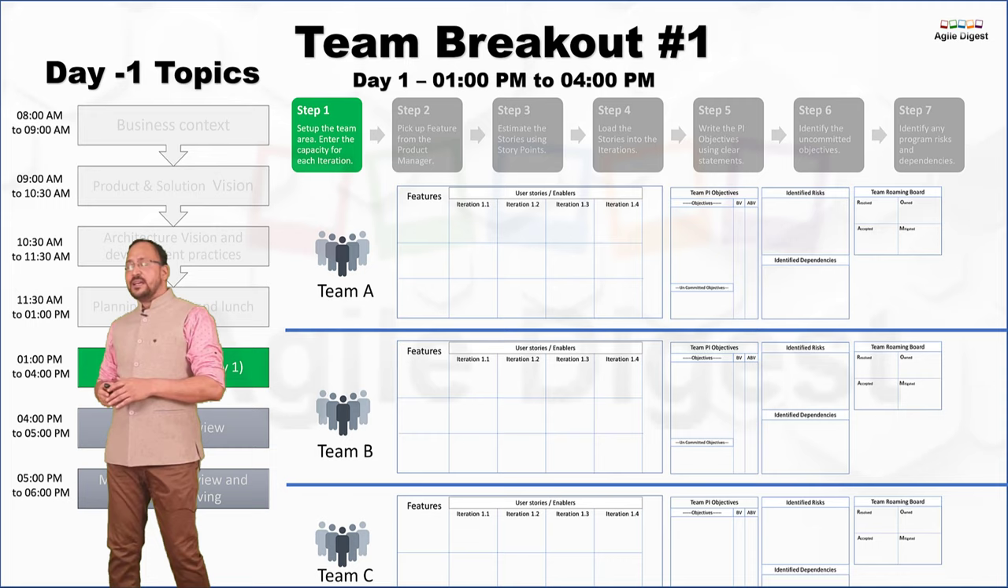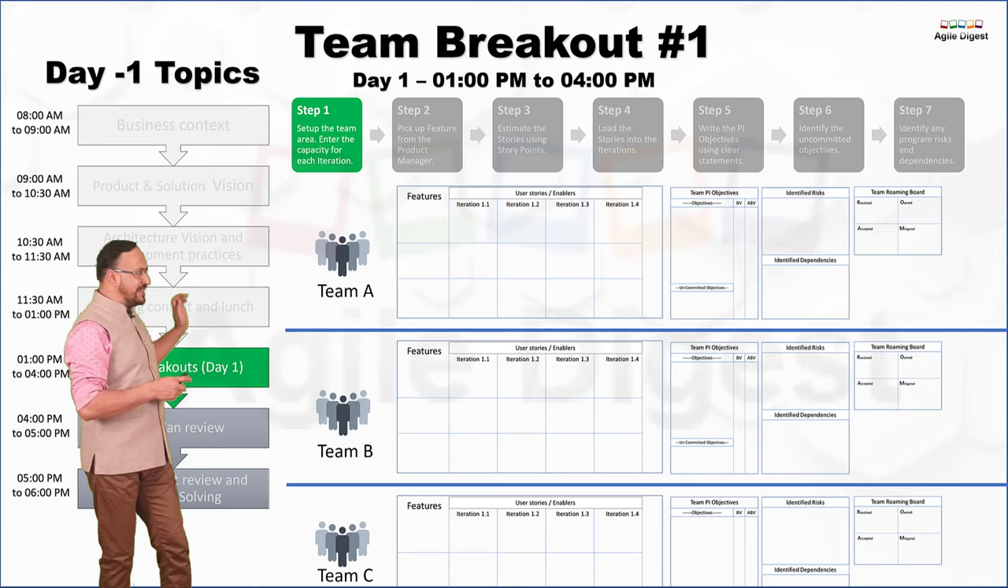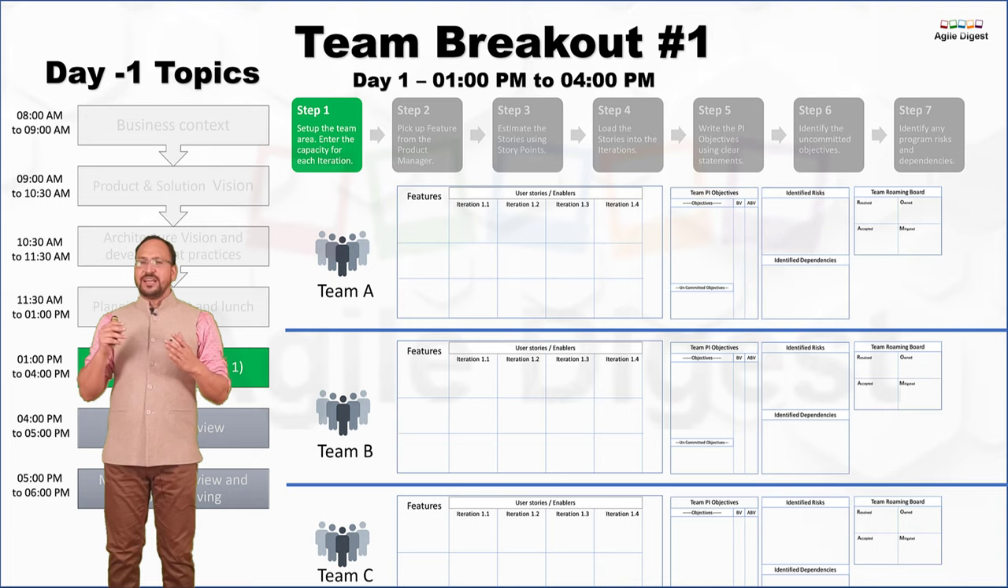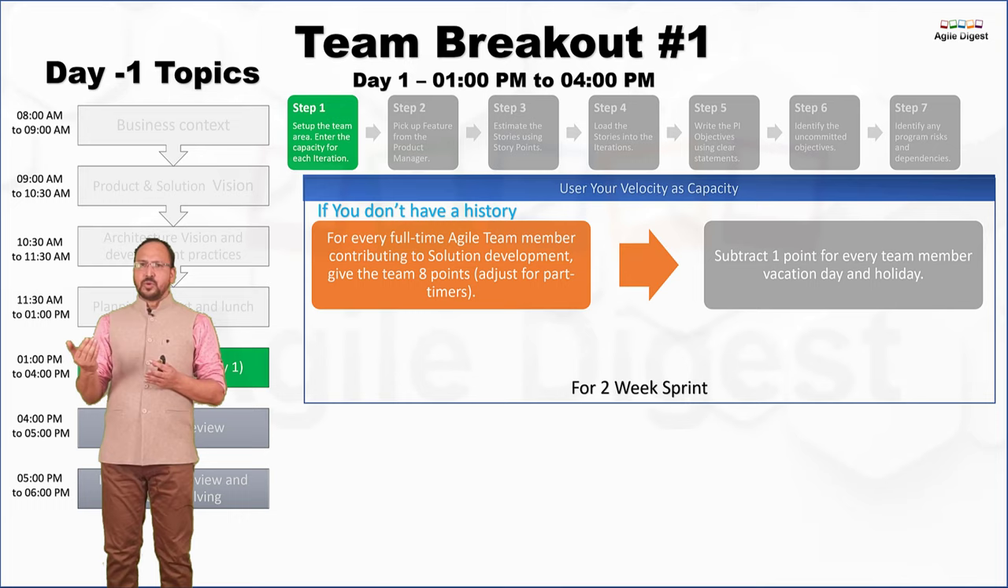Team A has some area for them, team B has a similar kind of area, and team C has a similar kind of area. So this is the readiness of each team's area so that they can start populating what exactly they need to work on. Before we go into step two, in step one, you need to identify your capacity.